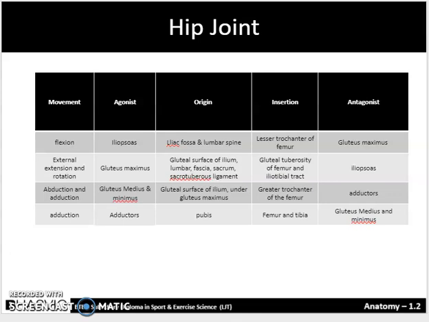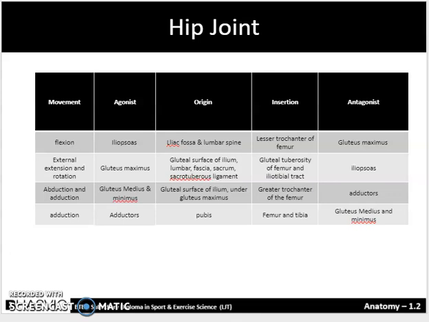However, when the hip joint abducts, the agonist is the gluteus minimus and medius, whereas the antagonist now would be the adductors. The origin is the gluteal surface of ilium under the gluteus maximus, and insertion will be greater trochanter of the femur.